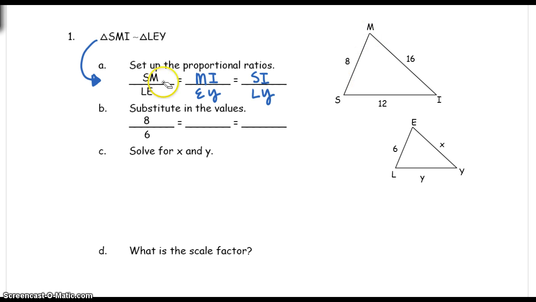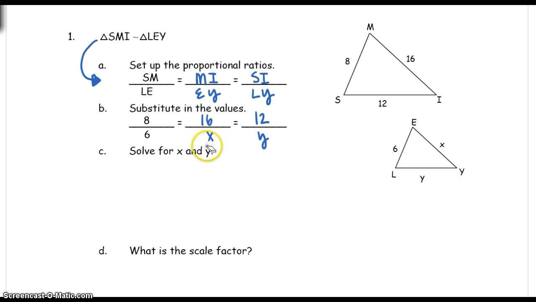And now they said substitute in the values. So they did SM was 8 and LE was 6. Now I have MI, which is 16 in my picture, and EY, which is X in my picture. And then on this last one we have SI, which is 12 in the picture, and we have LY, which is Y in the picture.